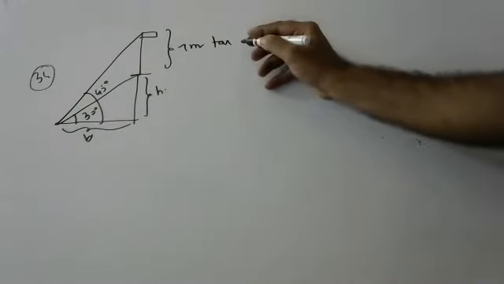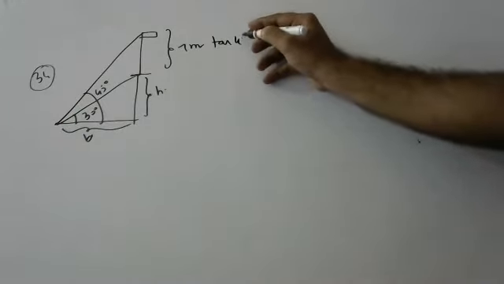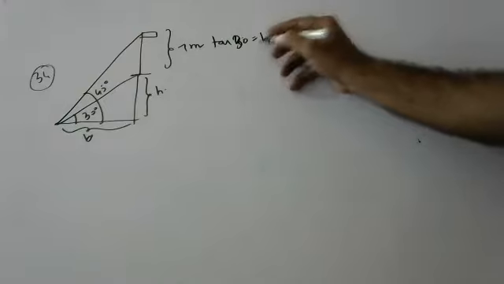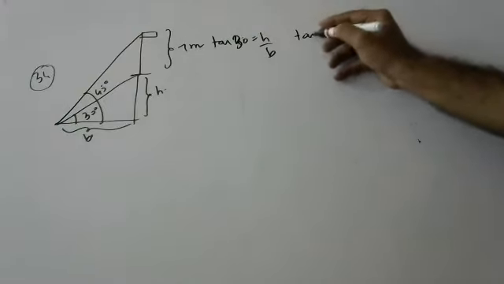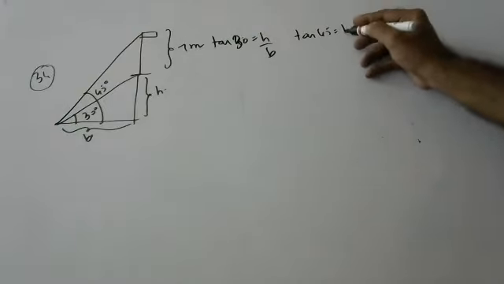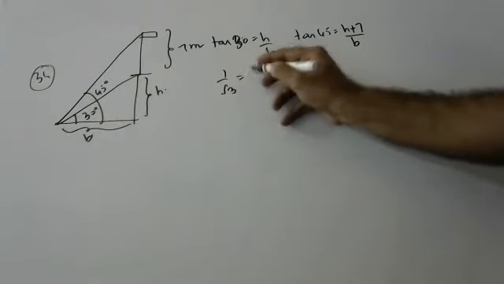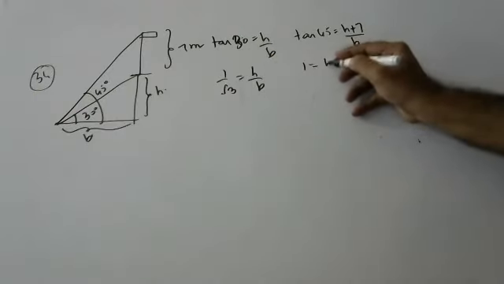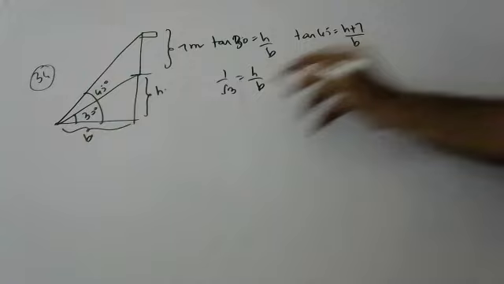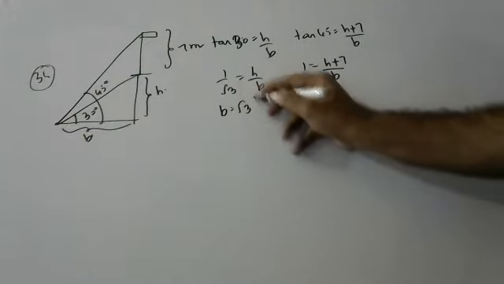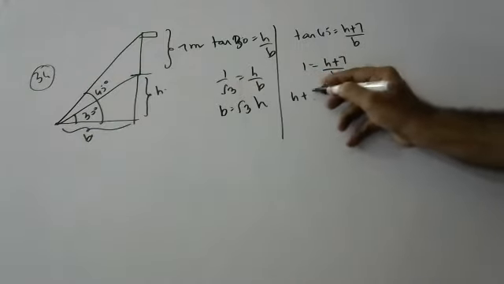tan 30 is equal to h by b. tan 45 is equal to h plus 7 by b. 1 by root 3 is equal to h by b, 1 is equal to h plus 7 by b. b is equal to root 3h, b is equal to h plus 7.